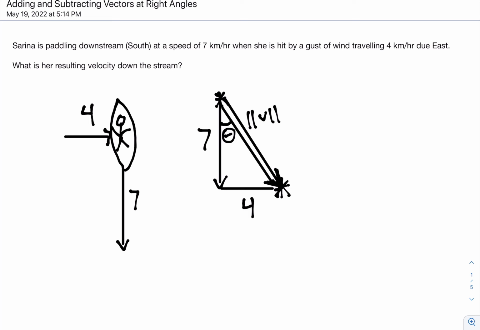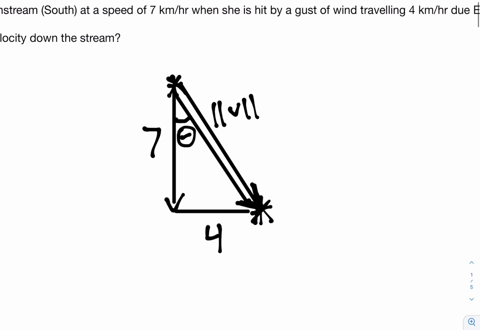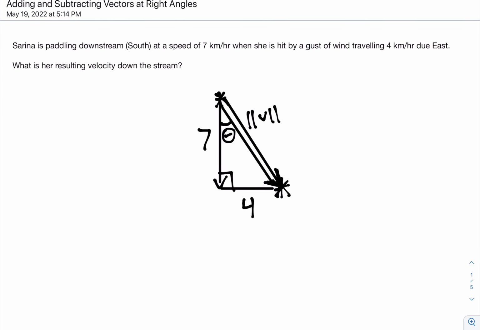So now that we have this triangle, we don't need this diagram anymore. We're just trying to figure out what the magnitude of our vector v is, and we want to figure out what this theta, this angle, is. First let's figure out the magnitude of her velocity when she's traveling downstream and she gets hit by the gust of wind. So this is a right angle, because going south and going east, those two directions are perpendicular to each other. They create a 90-degree angle.